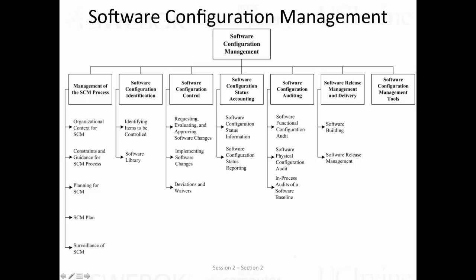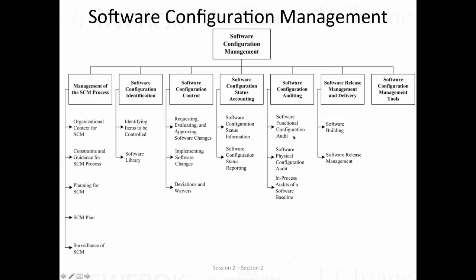Configuration control is looking at how do I have my approved changes, how do I implement those changes, and is there a deviation and a waiver from the process. This software configuration control is usually part of what's known as a configuration control board. My software configuration status accounting is where I'm looking at all the status information and the status reporting. How many changes have I made? When do I make those changes?